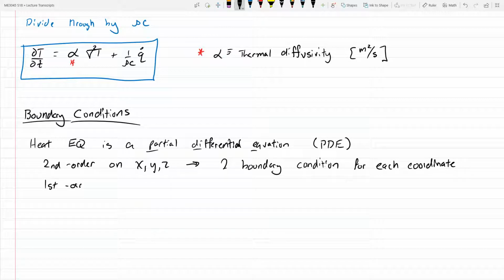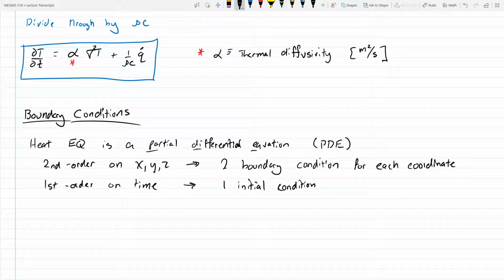The heat equation is also a first order equation in time, which means that we need one initial condition. That is, we need to know how the entire volume is behaving at some instant before, at the beginning of the evolution of the conduction that occurs. Okay.